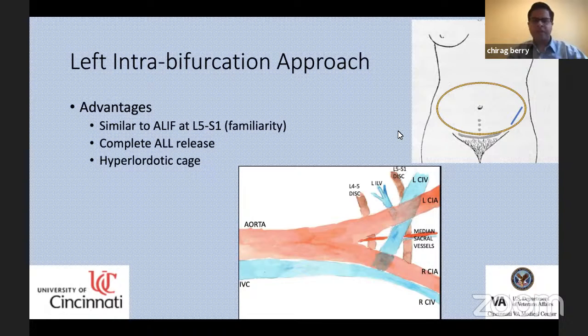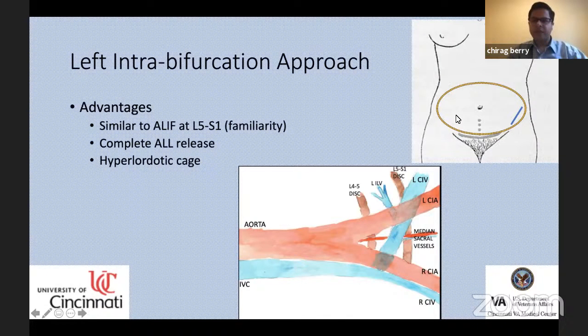You can do a complete ALL release because you're taking down your anterior portion of the disc, and that can allow you to really correct your lordosis at L5-S1, and place even a hyperlordotic cage with lordosis ranging anywhere from 20 or 24 degrees as well.